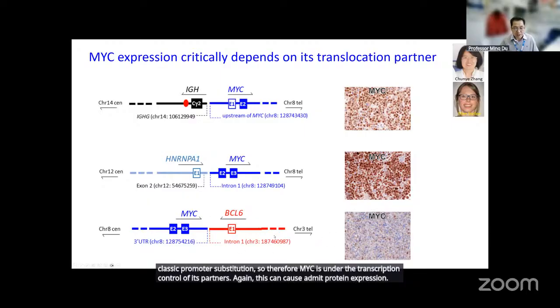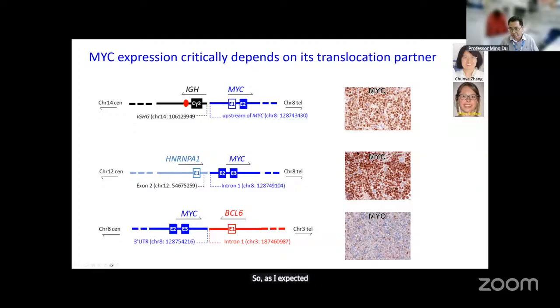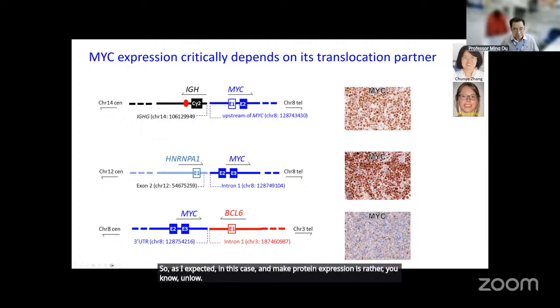In non-IG MYC translocation, for example with MYC and BCL6 translocation, these are in tail to head orientation, opposite orientation, and so in such genomic orientation, there is no apparent evidence this translocation can dysregulate MYC expression. So as expected in this case, the MYC protein expression is rather low.